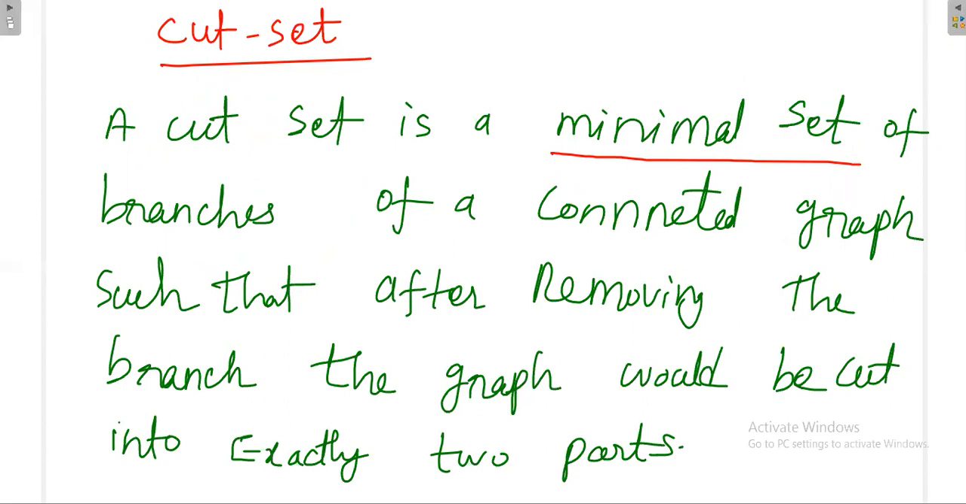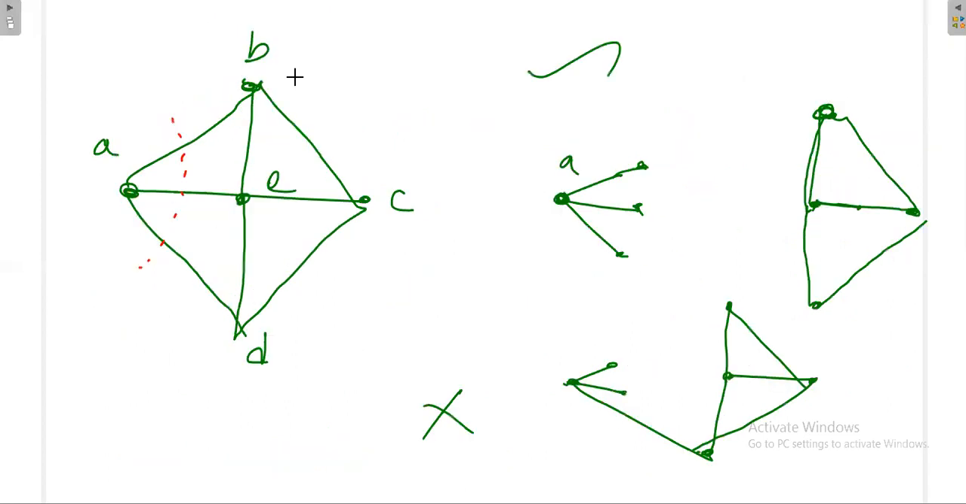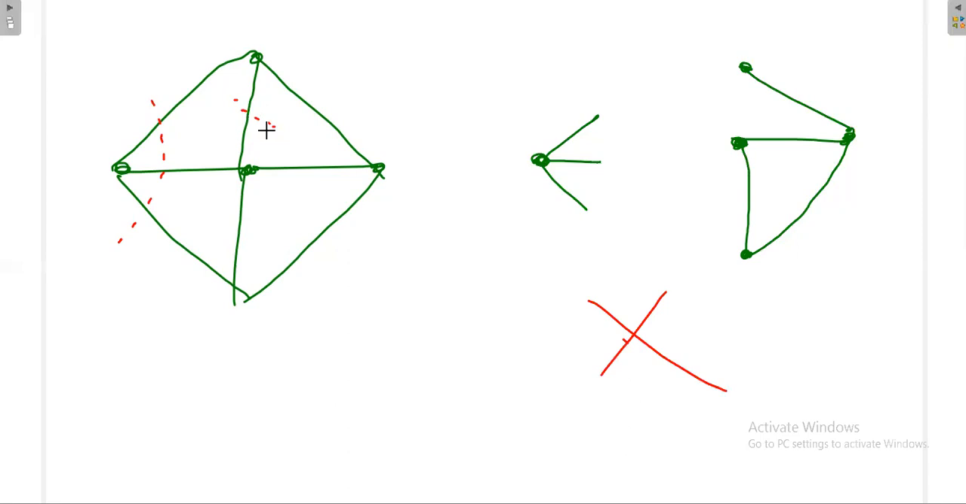Okay, so like this, you can make many cut sets. See how many cut sets are possible here. Now you know how to make a cut set, that means how to make a graph into 2 different parts. For that, you have to make the cut in the minimum number of branches so that the graph is divided into 2 parts. Now if we take the same example again, how many cut sets are possible?